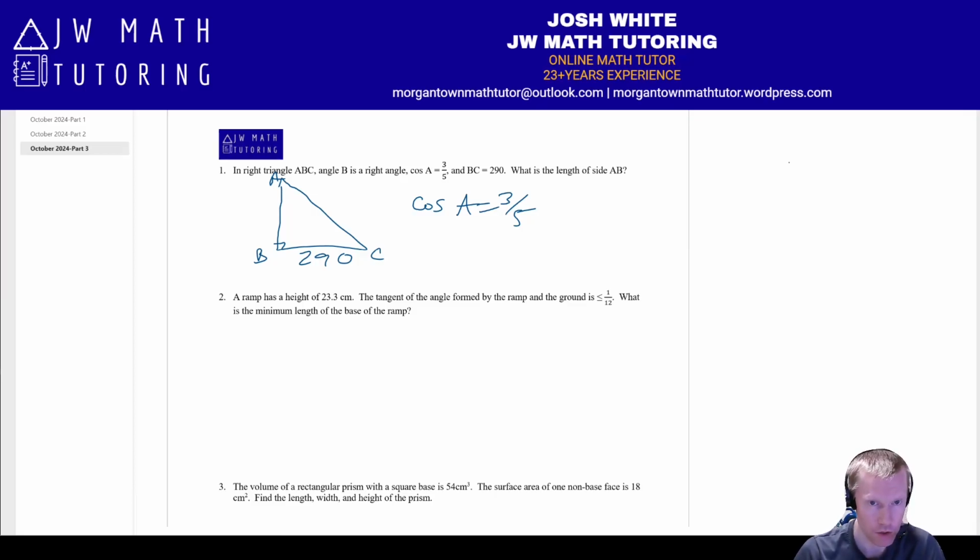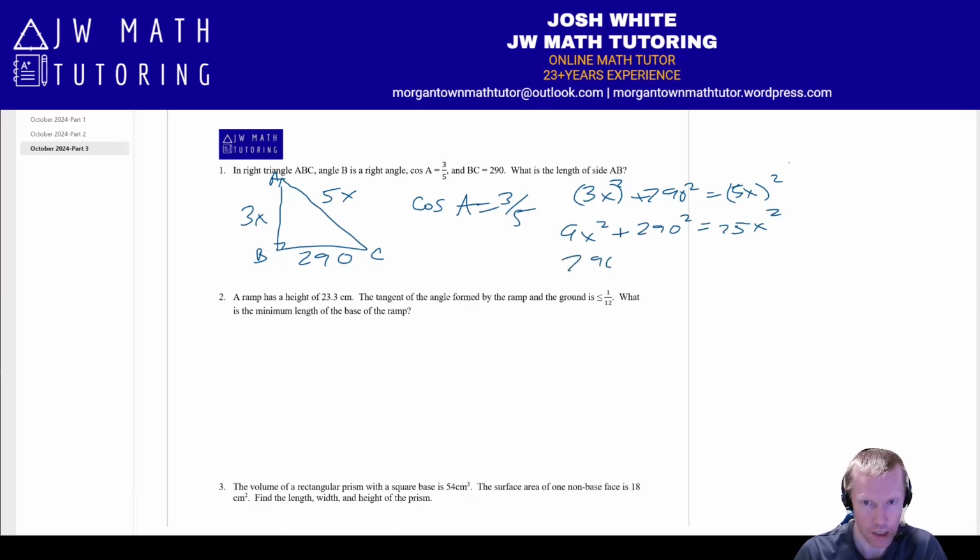One way you could do this is to say this is 3x and this is 5x. Then you could use the Pythagorean theorem: (3x) squared plus 290 squared is equal to (5x) squared. So it's going to be 9x squared plus, I'm just going to write 290 squared until I actually get to Desmos and work it out. So we subtract this, divide by 16. So basically x is going to be the square root of 290 squared over 16.